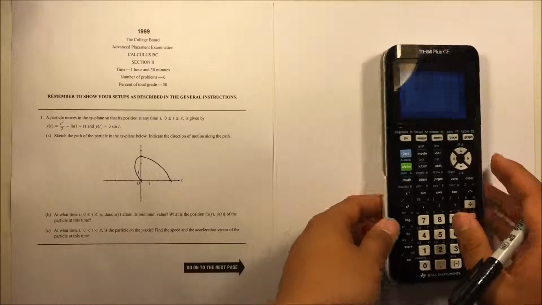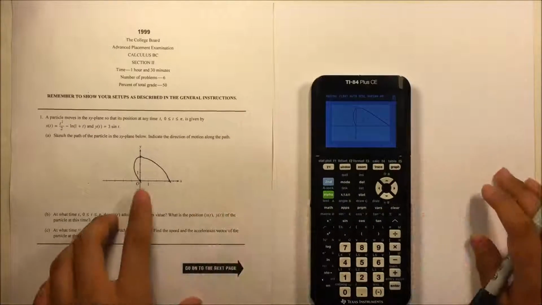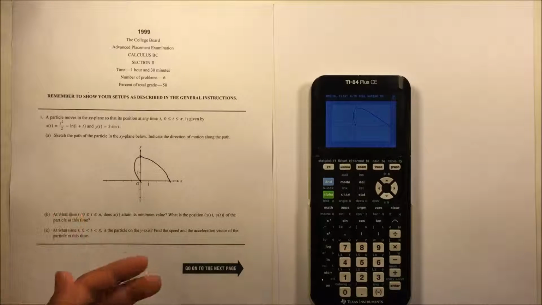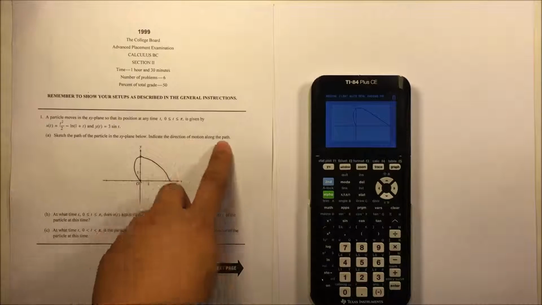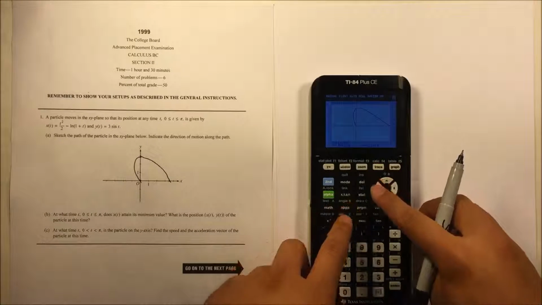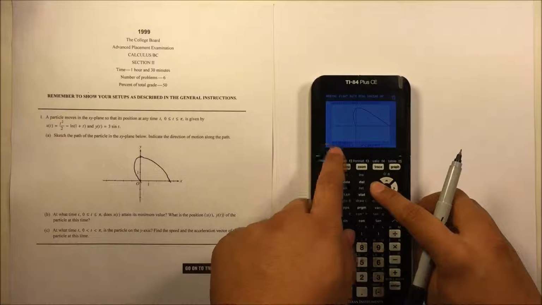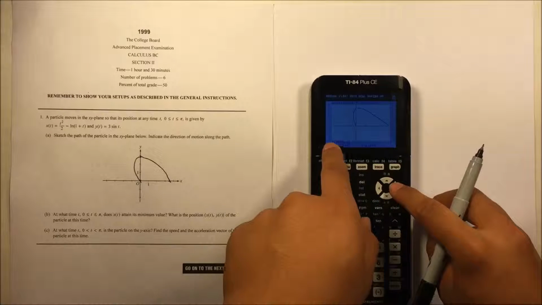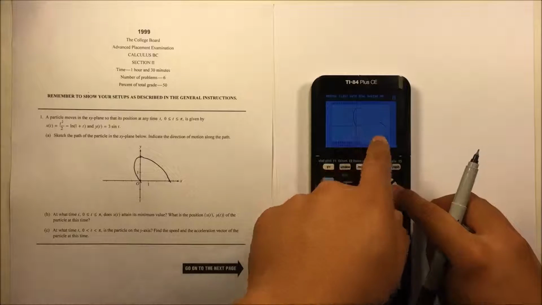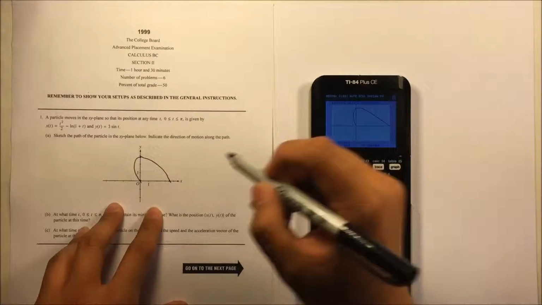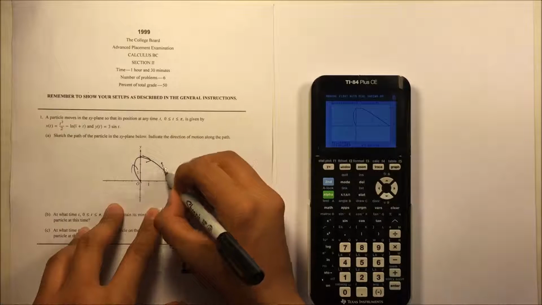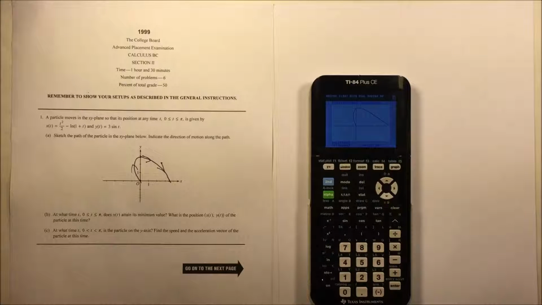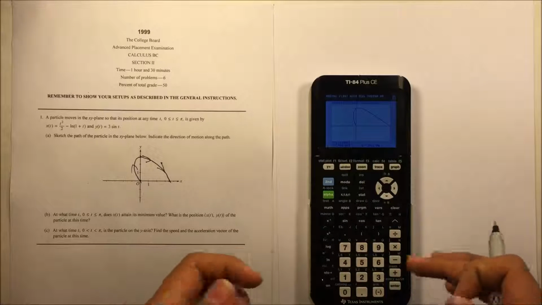Now that we've graphed it, a common mistake here would be to forget to indicate direction of motion on the path. A lot of times we're hurried, running out of time, so we'll just do this, say oh, we're done, and then forget this part. So be sure to do that. The way we do it is we hit trace, and you can see the t value there. As we increase t by holding down the right button, we see the path that the particle takes. So it goes this way, we transfer that with arrows, and we are done.